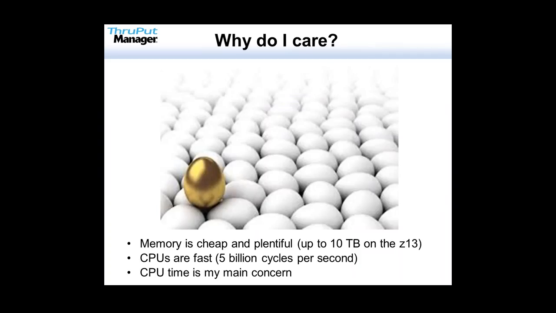So why do I care? RMF has given us excellent performance and capacity stats for years. Memory's cheap, processors are fast, and we're already measuring CPU time. So why would I go to the trouble of measuring system performance at this level? Well, let's talk about memory.